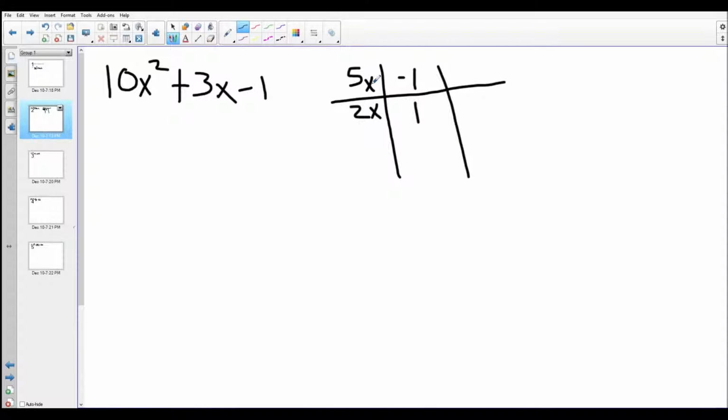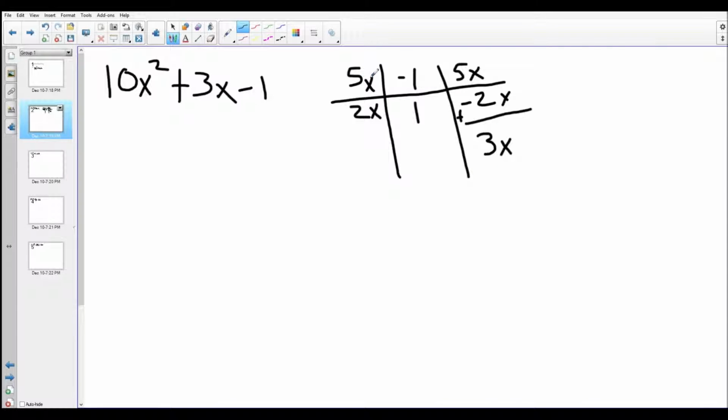Then what you do is you cross multiply. So 5x times 1 gives us 5x. And 2x times -1 gives us -2x. And so when you add these two together, you'll get 3x. This method is a guess and check. So sometimes the 1 could go up here and -1 will go here, or you'd switch these numbers, or sometimes these numbers would be different.